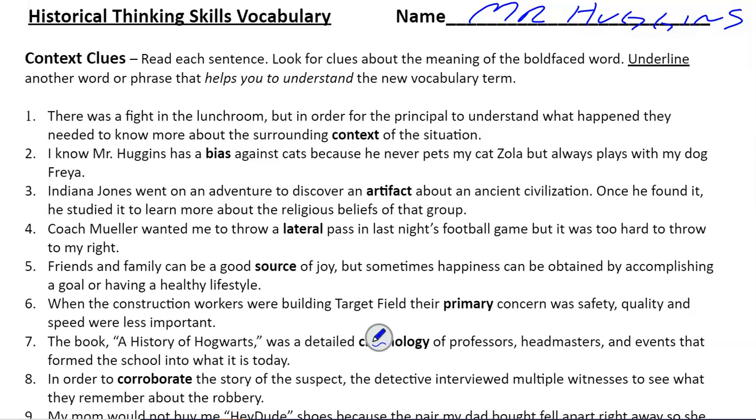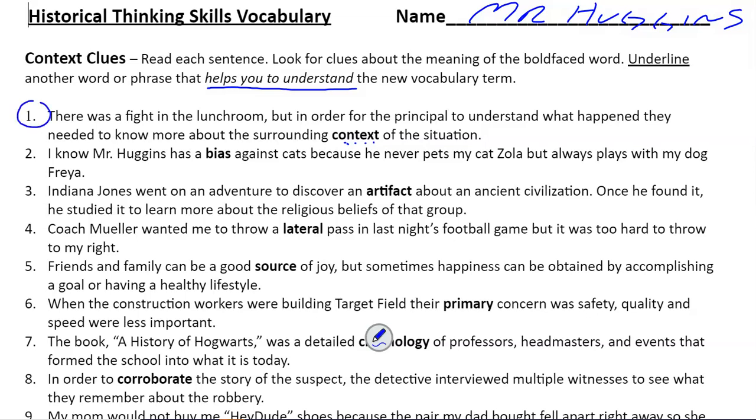We're going to read each sentence. There are 10 sentences. We're going to look for clues about the meaning of the bold-faced word. Here is our bold-faced word. We're then going to either underline or highlight another word or phrase in the sentence that helps you to understand the new vocabulary term. So let's look at the first sentence.